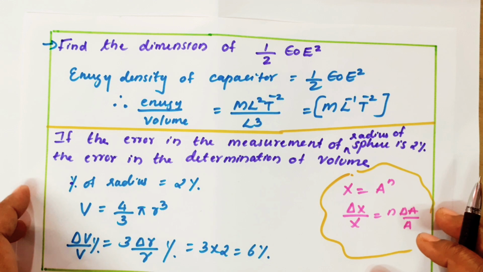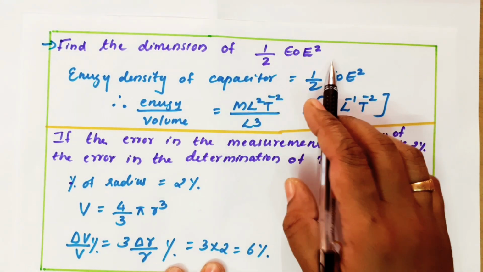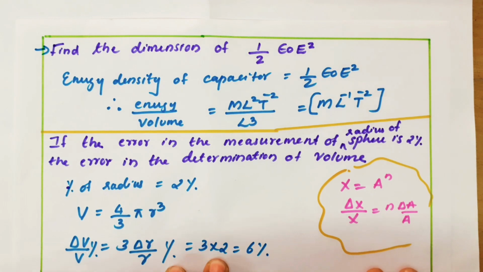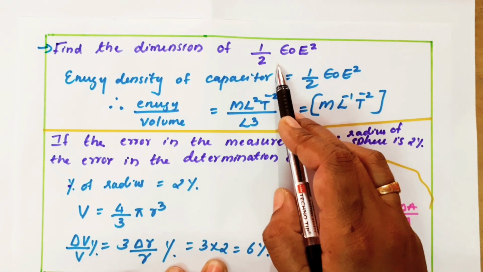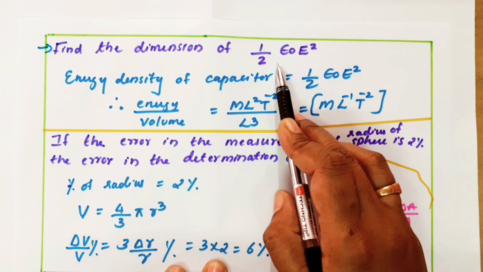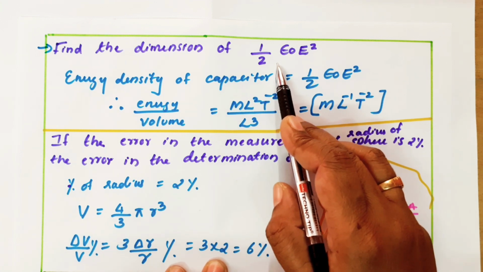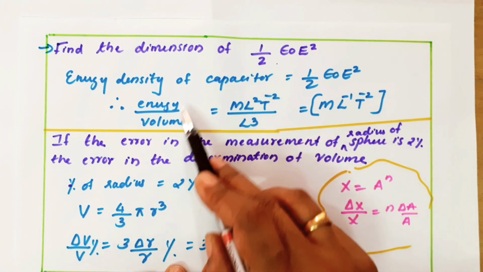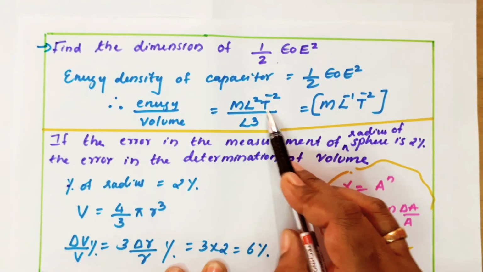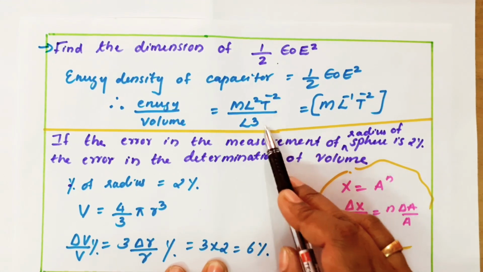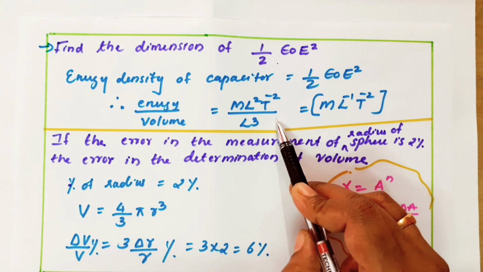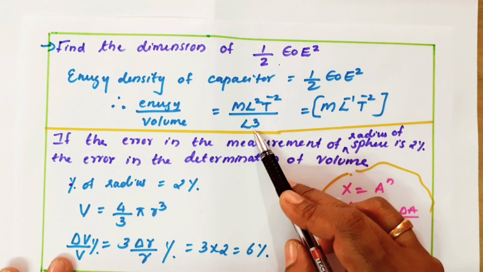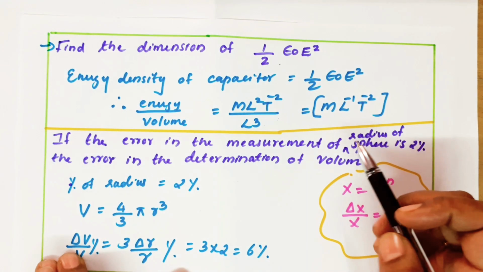Now, a simple question: what is the dimension of half epsilon 0 E square? I am telling a shortcut for this. If you know what this equation is, there is no need to write dimensions. You remember this is the energy density of a capacitor. What is energy density? Energy by volume. Energy dimension you know, M L square T minus 2, by volume L cube. If you know the standard one, you can do any dimension. So M L square T minus 2 by L cube is M L minus 1 T minus 2.